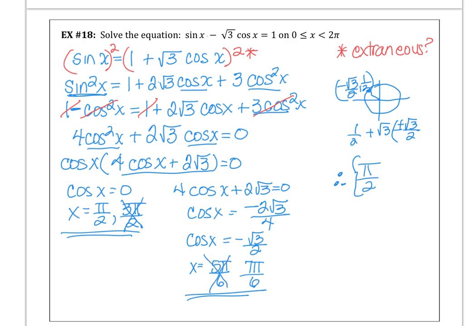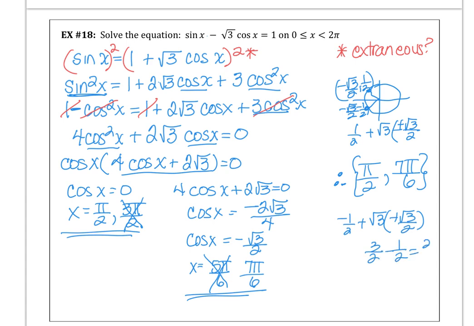And 7 pi over 6 is down here. That's going to give us sine is negative a half. I believe that one's going to work. So 7 pi over 6, because they're both negative. Square root of 3 over 2, negative a half. The sine is negative a half. And we've got minus radical 3 times negative 3 over 2, which is 3 over 2 minus 1 over 2. That's 2 over 2, which is 1. So that one works. We only have 2 solutions that work for this equation.